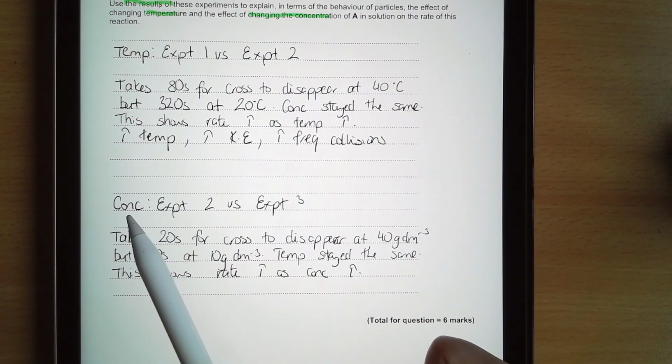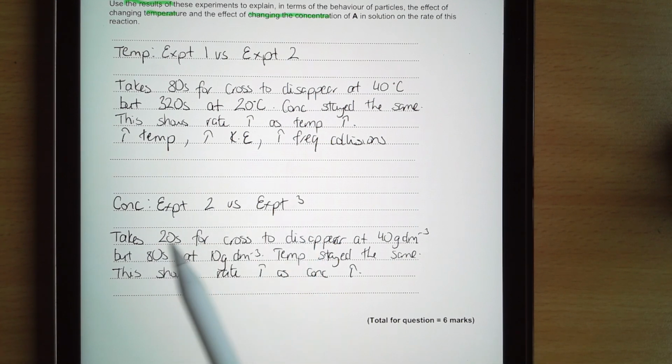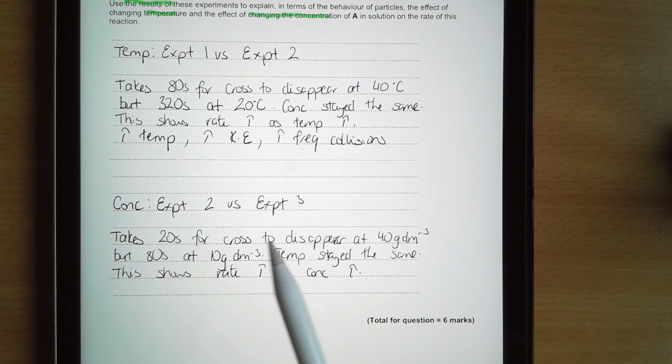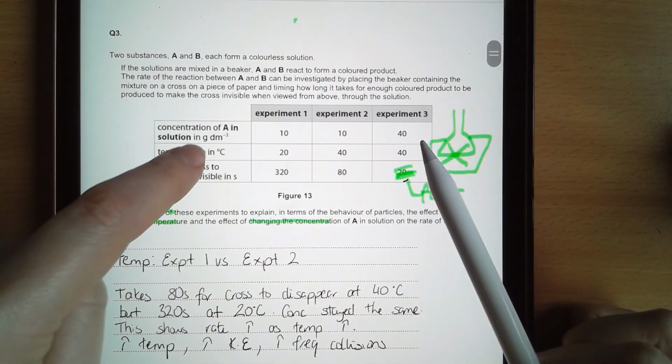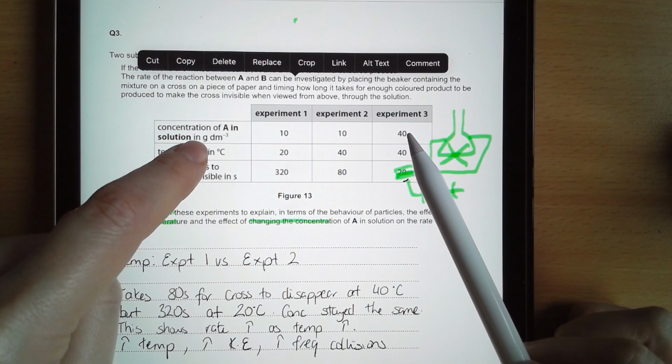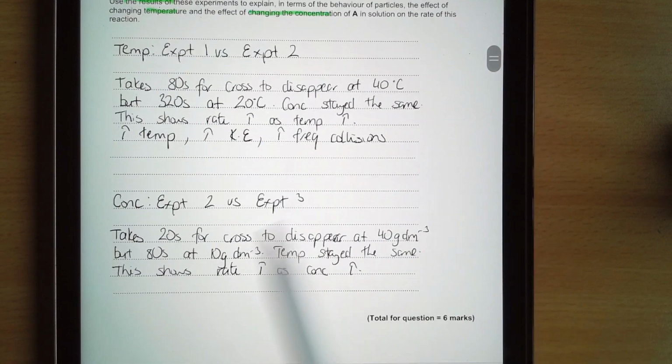So I just say that. I say I'm talking about concentration, I'm comparing experiment 2 and 3. And then from the table, it takes 20 seconds for the cross to disappear at 40 grams per decimetre cubed. I can read that from my table as well. I know what the unit is from the table. 40 grams per decimetre cubed is the concentration, but it takes 80 seconds at 10 grams per decimetre cubed. The temperature has stayed the same. This means I can say that if you increase the concentration, you do increase the rate.